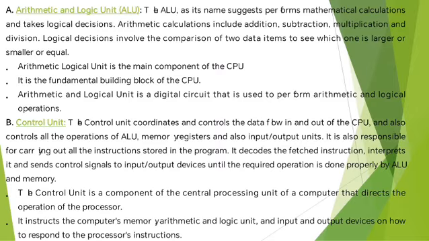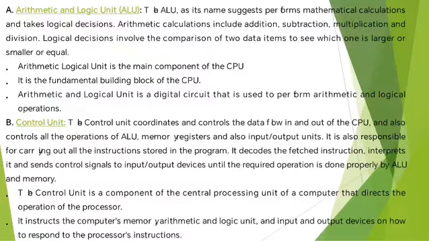In this we have some other units also. First is the arithmetic logic unit, and the control unit. First we can discuss the arithmetic logic unit. The ALU, as the name suggests, performs mathematical calculations and takes logical decisions. Arithmetic calculations include addition, subtraction, multiplication and division. Logical decisions involve comparisons of two data items to see which one is larger, smaller or equal.